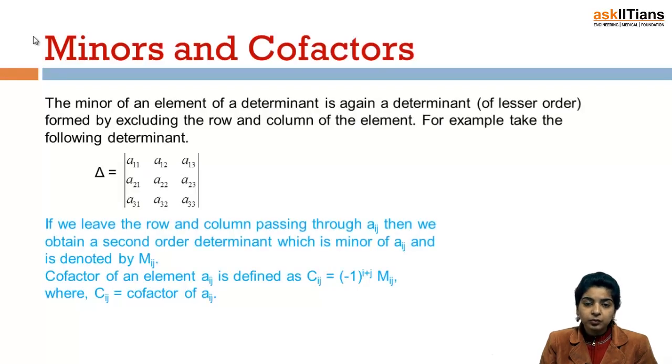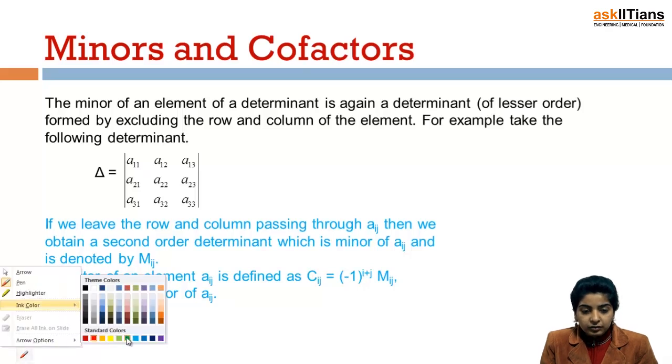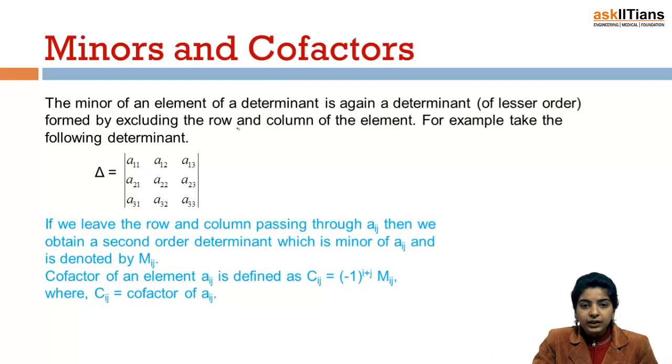So let's begin. We now have another important concept, which is minors and cofactors. So what do we mean by minors? The minor of an element is basically a determinant. So minor is again a determinant of lesser order formed by excluding the row and column of the element. So minor of an element is a determinant but of lesser order, which is obtained by excluding a particular row and column of the element.